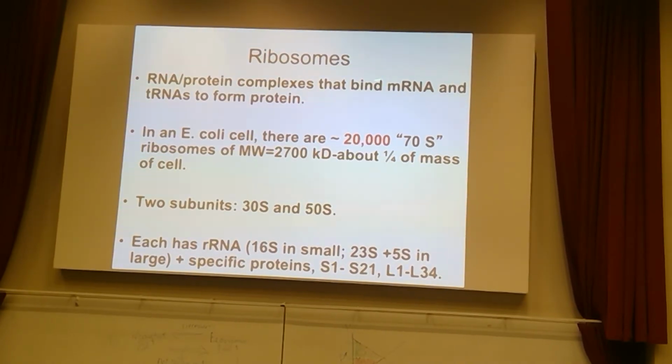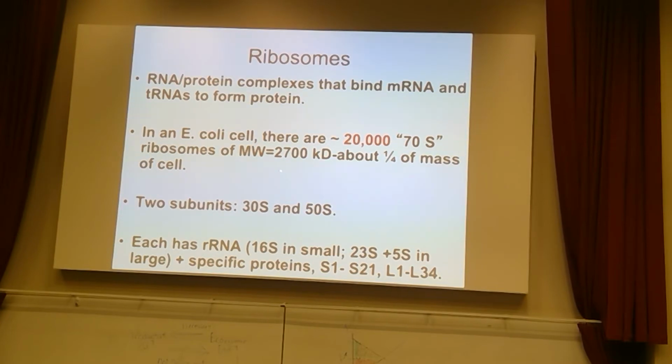What do they chew on? They chew on mRNA as a template. They use tRNAs that are charged with amino acids as substrates, and they take these materials and they form proteins. For an E. coli cell, a huge part of the mass that's inside the cell actually is the protein synthetic machinery. This is a big part of what simple cells are doing. They're making protein. 20,000 ribosomes estimated.